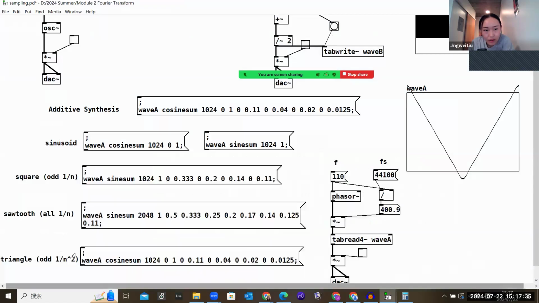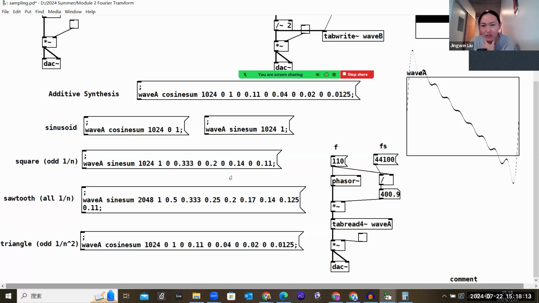So if we go back here, you can see for sawtooth, we use sine sum, and all the harmonics are presented. And compare square and sawtooth. You can see all the harmonics are the same, right? The number are the same. It's only we are replacing all those zeros with our even harmonics. And this is the sawtooth we get. Okay, it's approximating the sawtooth wave, right? Like this. So it's the same idea.